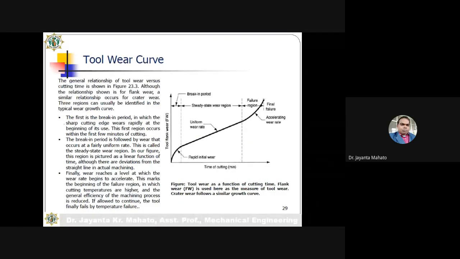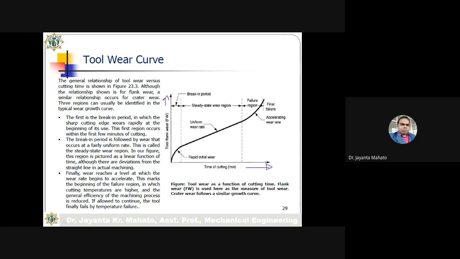So, this is the tool wear curve. This is actually the tool wear curve. Along the y-axis there is the tool flank wear, and along the x-axis the time of cutting, how much time is spent by this cutting tool. As the time of cutting increases, then obviously the tool flank wear increases.